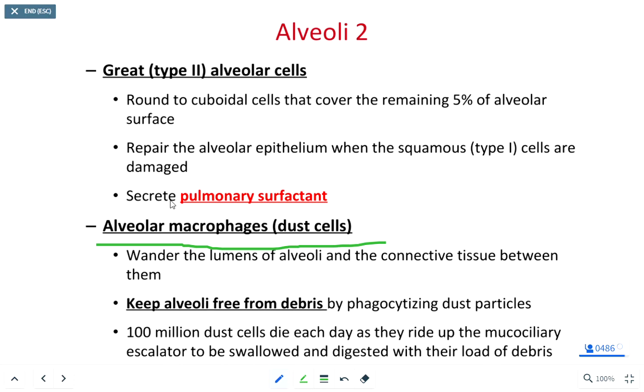In terms of how many of them we go through a day, we go through about 100 million alveolar macrophages a day, each one neutralizing multiple dust particles.